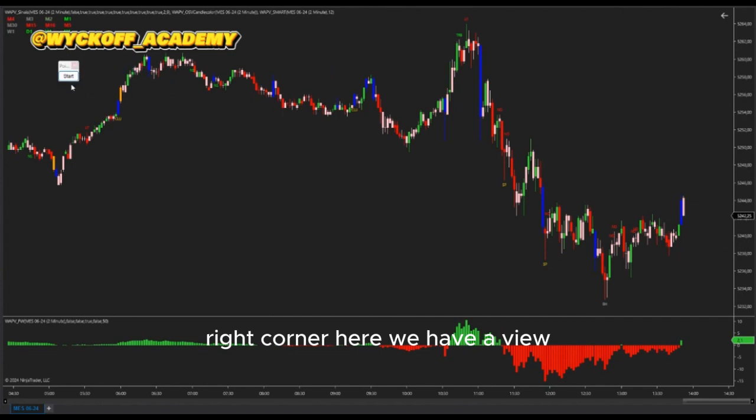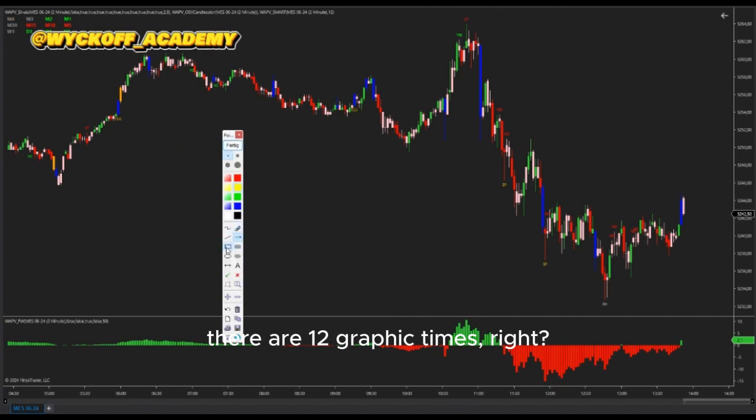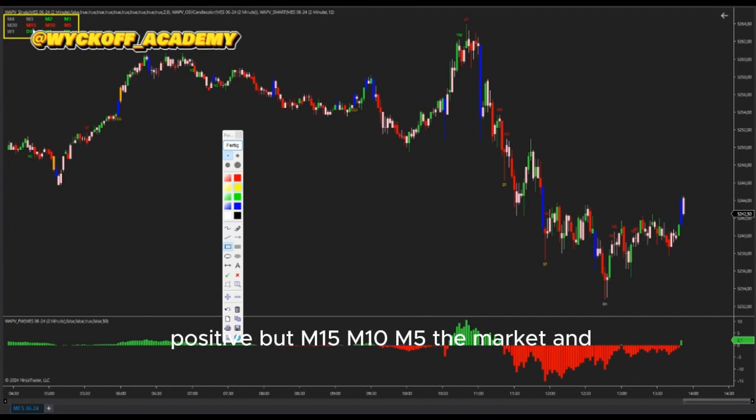Here we have a real-time view of how the chart timeframes are. There are 12 timeframes, right? We see that on the daily it is positive, and in H4 positive, but M15, M10, M5 the market, and we have an oscillation intraday when everyone is to one side.